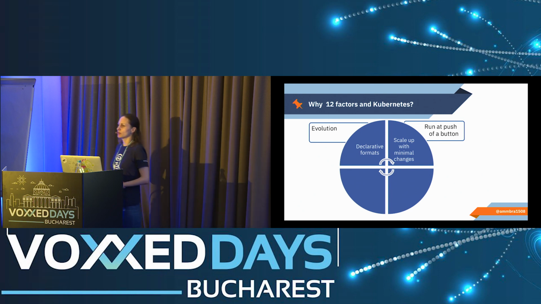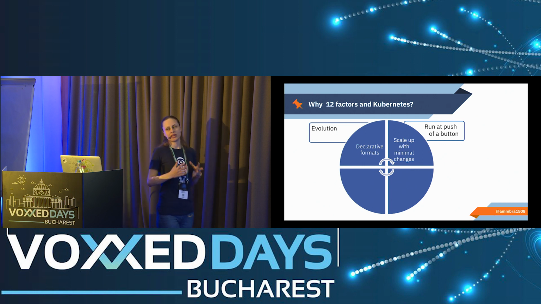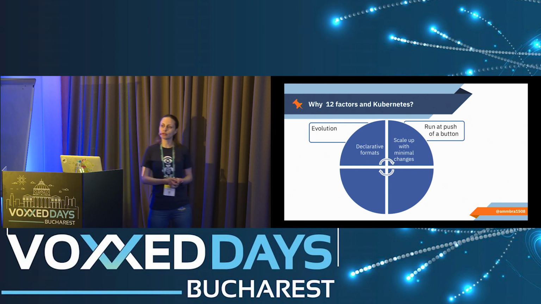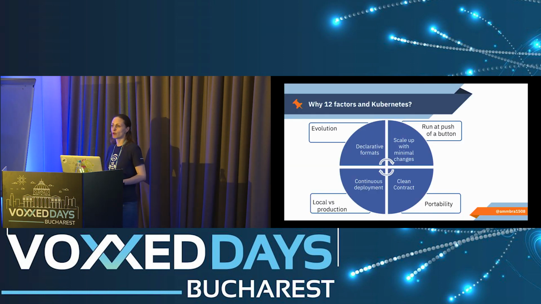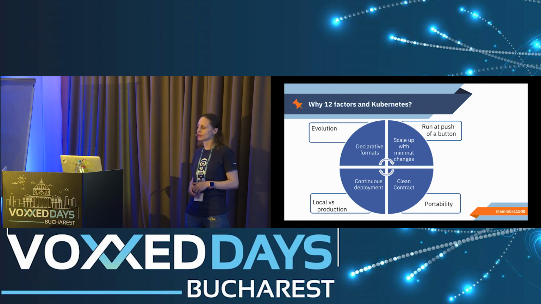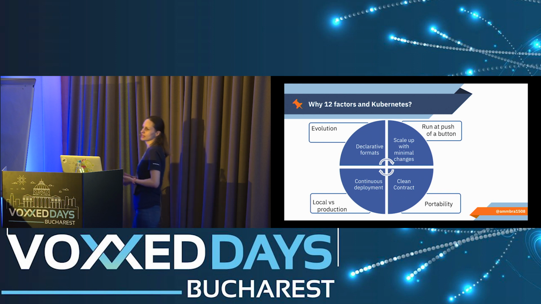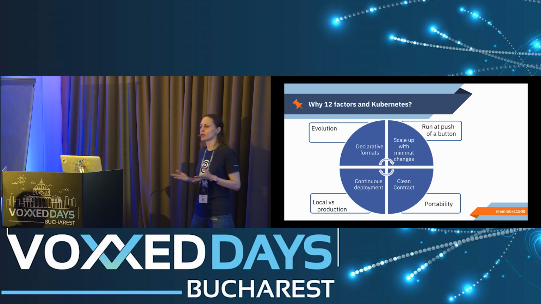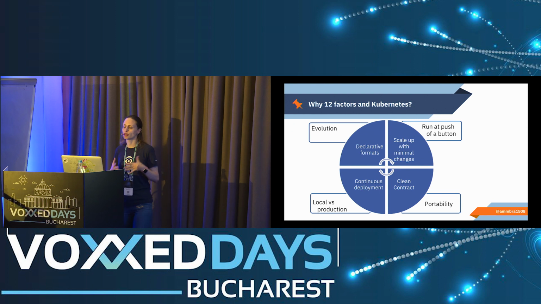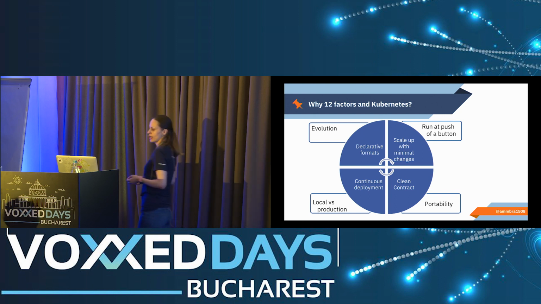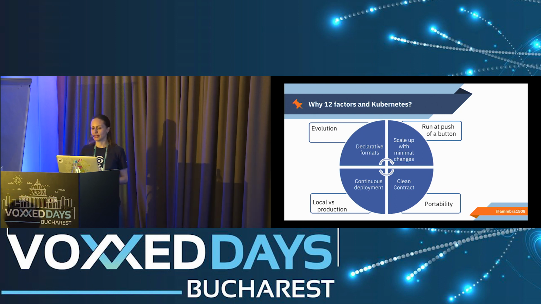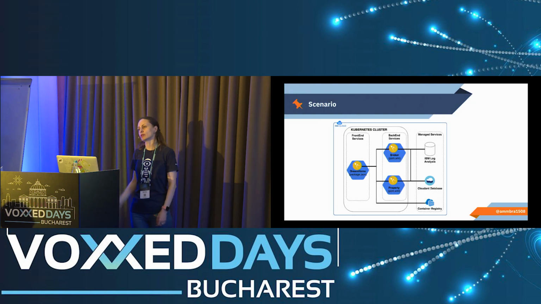Secondly, we want to run everything at the push of a button, so we don't want to have manual labor in terms of running our application. So we want to scale up with minimal changes in terms of tooling, architecture, and development process. Thirdly, we would like to have our application portable, and if possible, portable across multiple cloud providers. And Kubernetes is nowadays present in many cloud providers. It is also helping us to have a clean contract between the application code and the infrastructure on which we're going to deploy our application. And last but not least, we want to have fewer differences between local and production so that we can achieve continuous deployment.